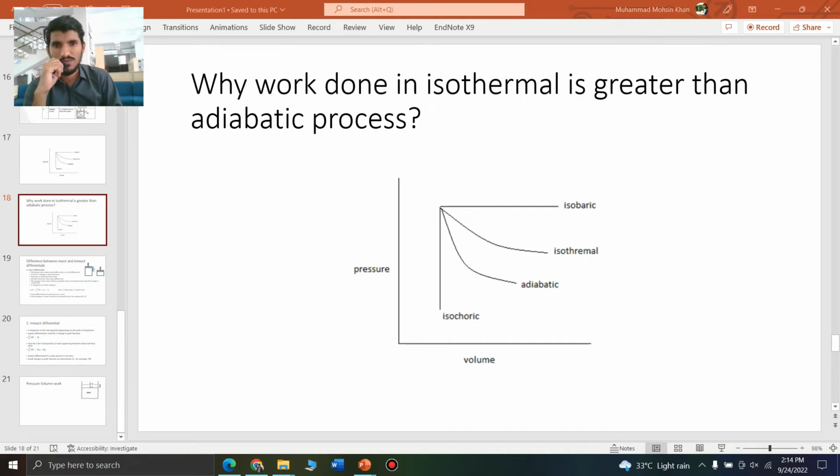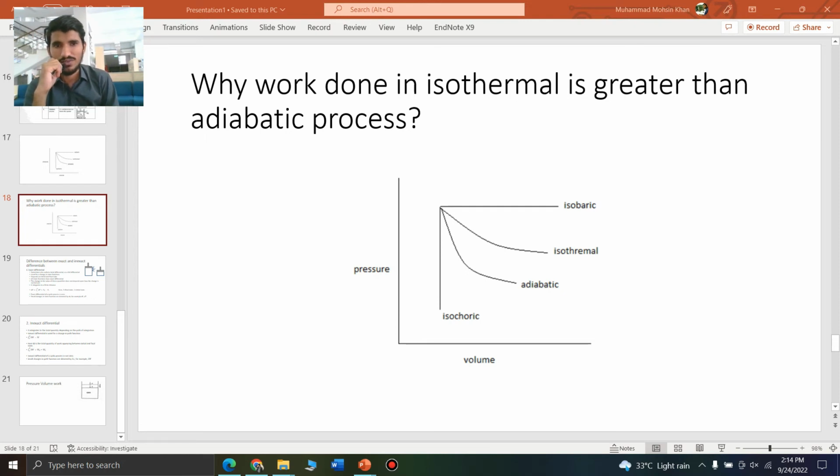So what I can interpret from that is that the work done in the isothermal process is greater because in the pressure-volume curve, the area under the curve gives us the work done. And as you can see, the isothermal curve is above the adiabatic curve. Since the isothermal curve is above the adiabatic curve, I can say that the area under the curve of the isothermal process is greater than the area under the curve of the adiabatic process. So the work done in the isothermal process will be greater than the work done in the adiabatic process.